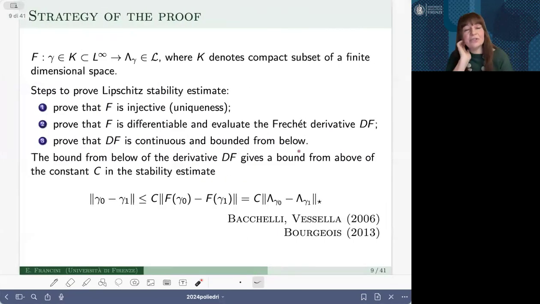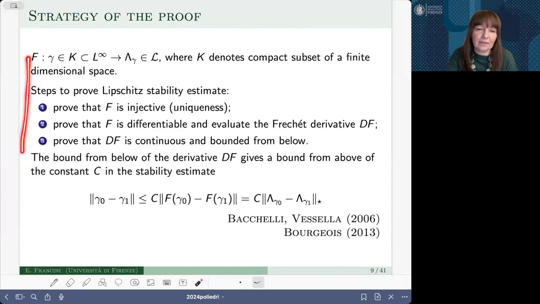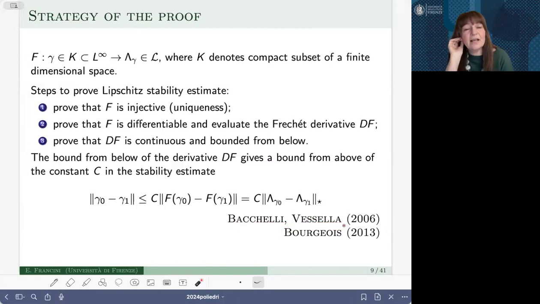The idea of restricting to a finite dimensional space and using it to prove Lipschitz stability can be described in this procedure here that was first written in a paper by Bacchelli and Vessella in 2006, when they set up a way to prove Lipschitz stability estimates. So in this case, you have a forward map, which is defined on a compact subset of a finite dimensional space.